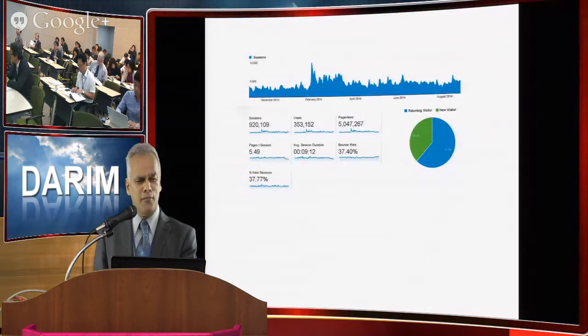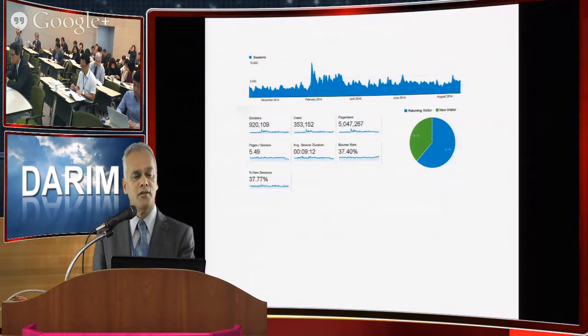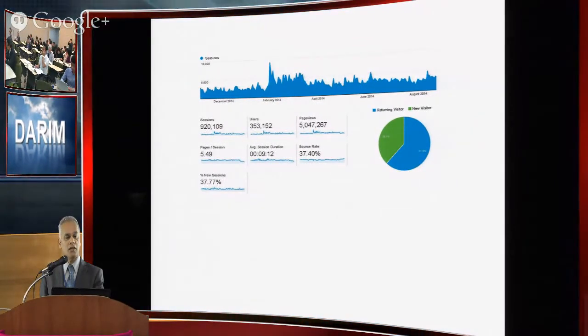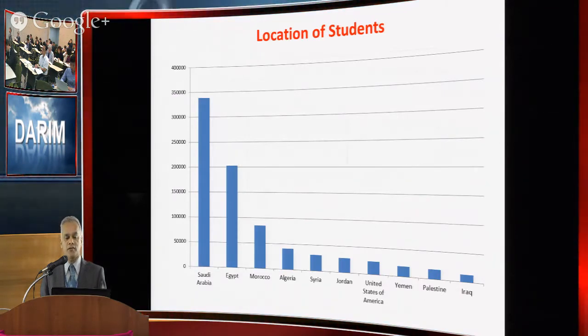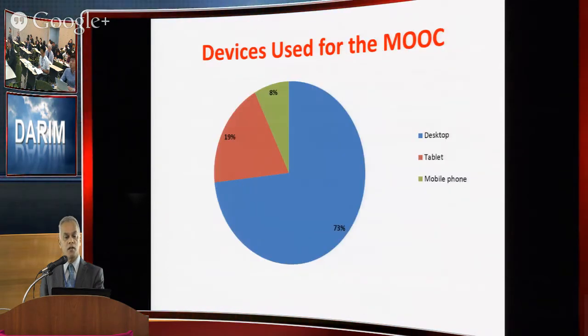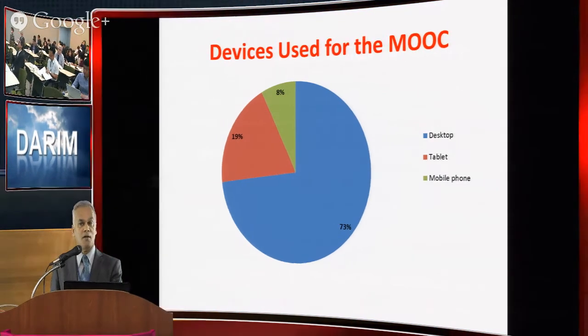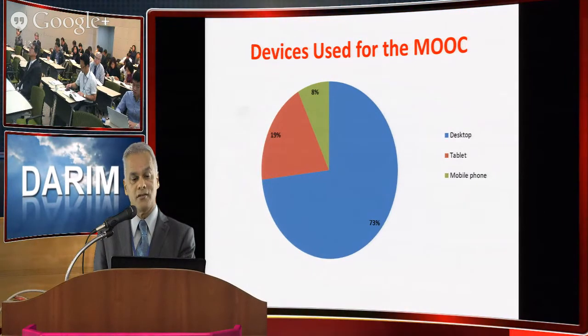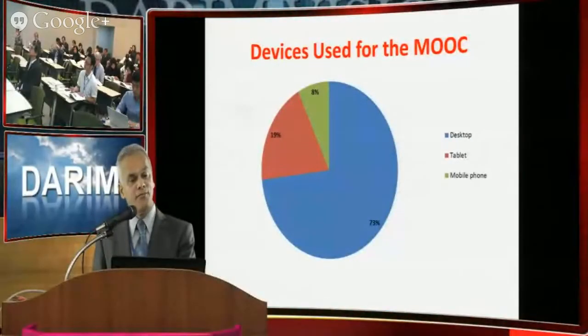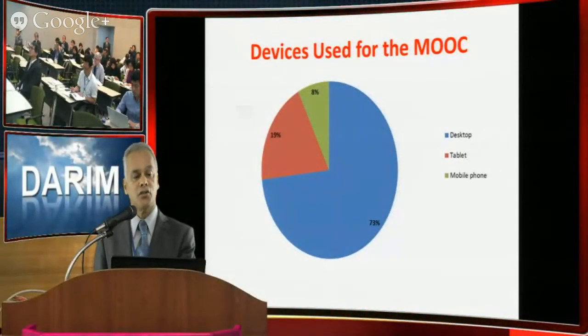Just quickly, the number of sessions over 8 months was 920,000. There were about 350,000 users. And there was enrollment from 10 different countries. Most students came from Saudi Arabia, followed by Egypt and Morocco. And the MOOC was delivered in Arabic. Some students used mobile devices to access the MOOC, which is important because in some countries, all that they have are mobile devices. They don't have desktop computers. About 26 to 27% actually used mobile technology to access the MOOC.